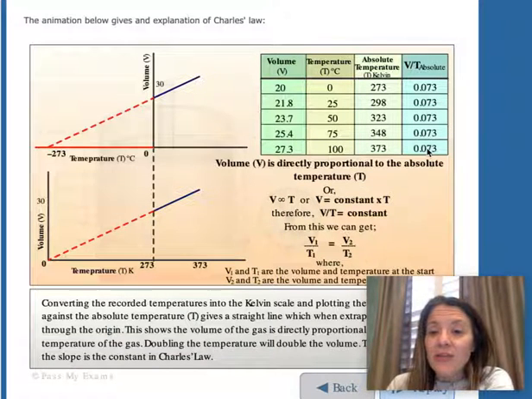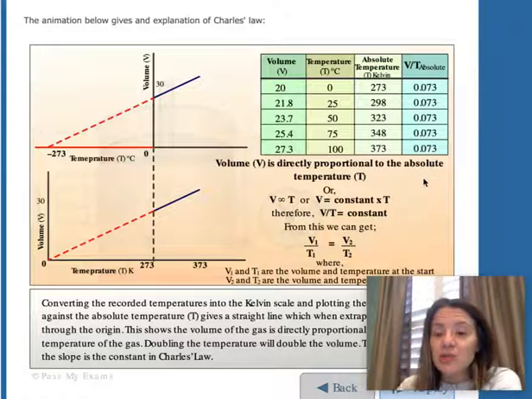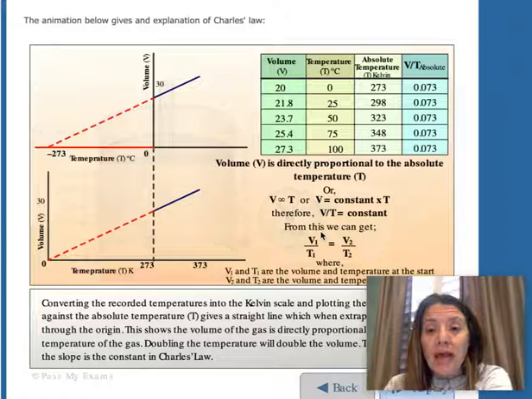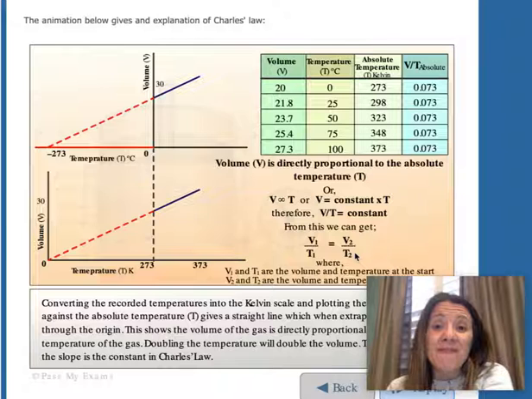So if we take volume divided by temperature in Kelvin, we have a relationship that is direct. From that, we can come up with a Charles's law formula where V1 divided by T1, because that gives a constant value, is equal to V2 divided by T2. V2 and T2 would be the final volume and temperature, and V1 and T1 are the initial volume and temperature.